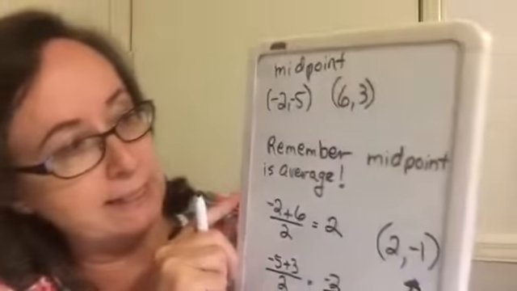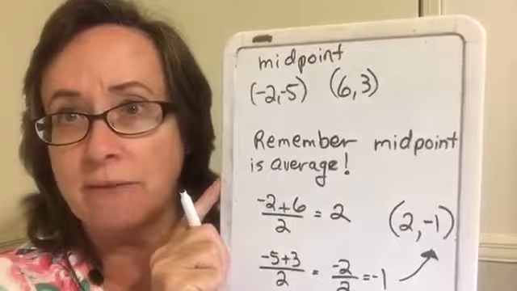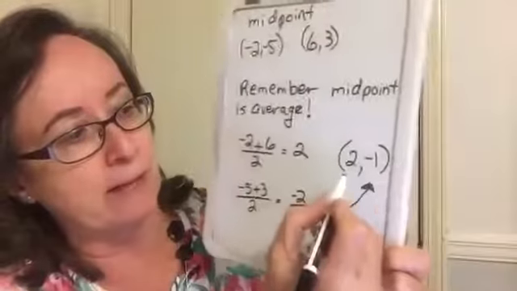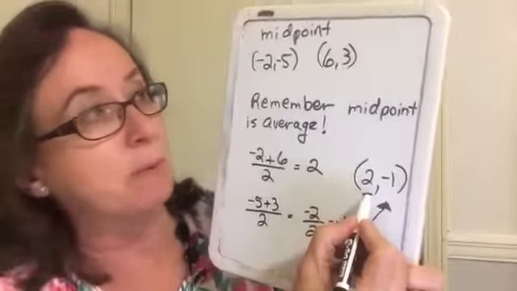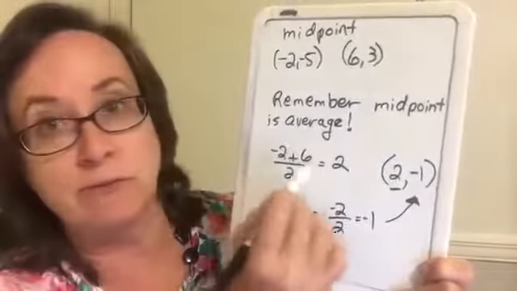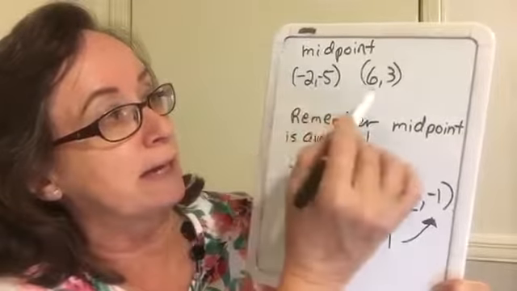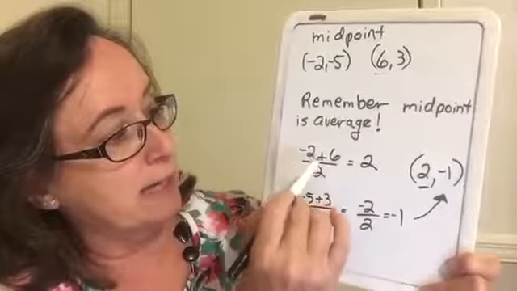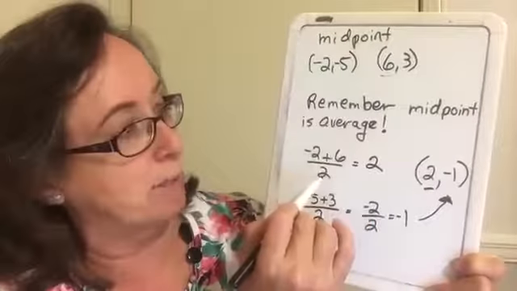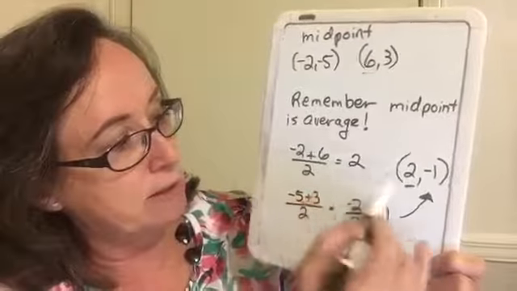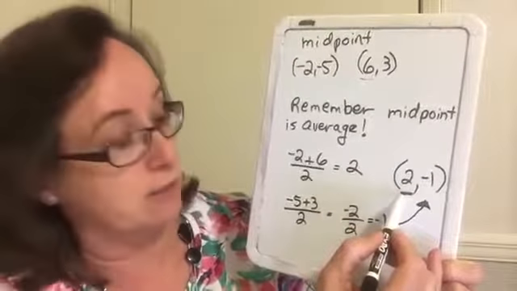Okay, the next thing we want to do is our midpoint. And remember, a midpoint is an average of the two X's and an average of the two Y's. So the X value of the midpoint is going to be the average of the two X values. So here we have an X value, -2, and an X value, 6. So -2 plus 6 is 4 divided by 2 because we're averaging. So we end up with 2. So the X value of the midpoint is 2.